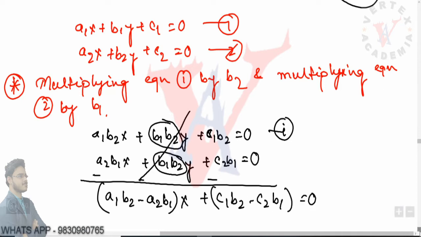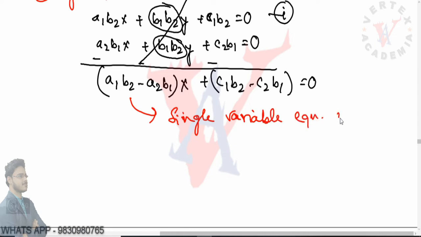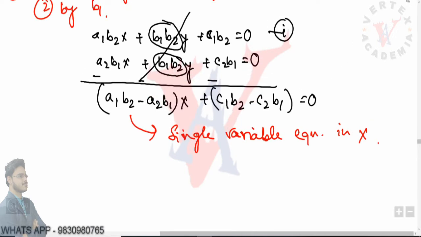So what we have got is also a single variable equation, but in x. First, by multiplying with the coefficients of x in the opposite equations, we got an equation in y. Let me show you the coefficient of x.